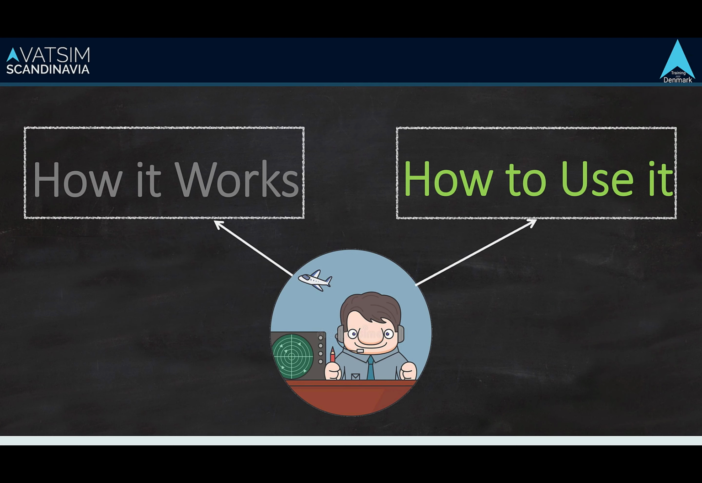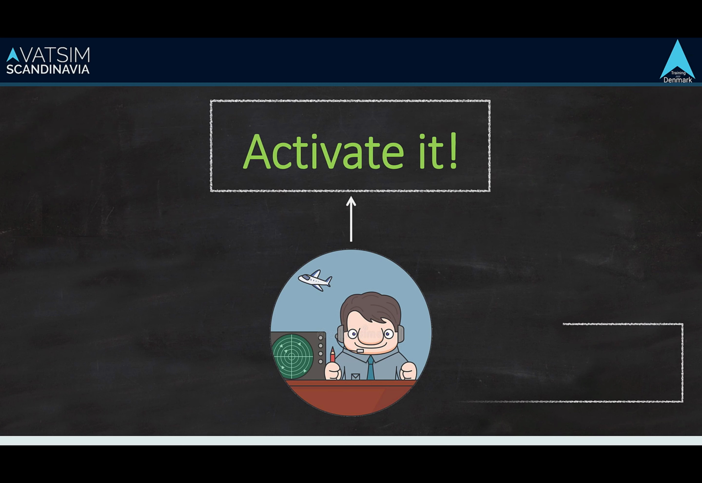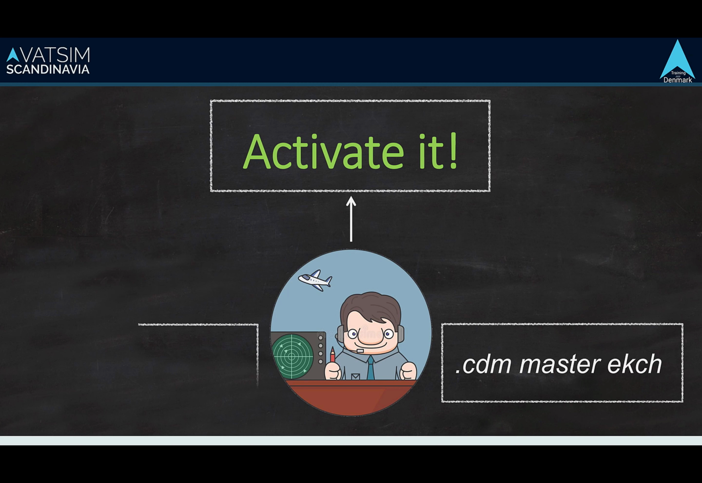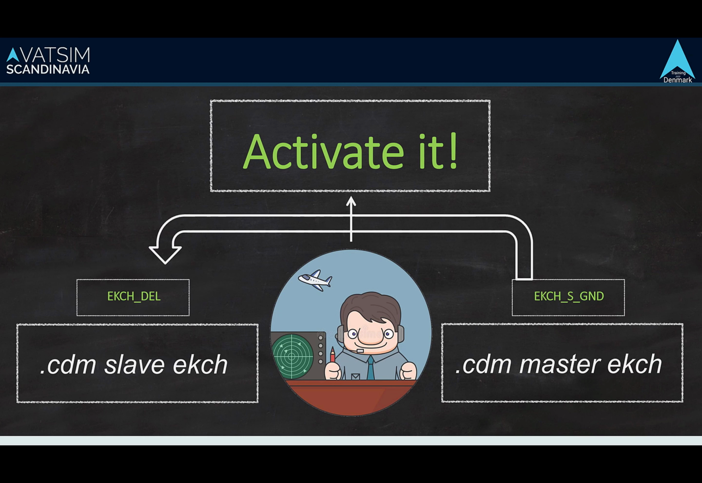How do we practically use it? Well, at first you need to activate it. Do this by writing .cdm master EKCH if you are the one issuing the TSAT. Alternatively, you can write .cdm slave EKCH if you are not managing them but just want to stay in the loop. Normally, if delivery is online with sequencing, it will be the sequencing which is the master, managing the TSATs, and delivery which is the slave, just keeping up to date.